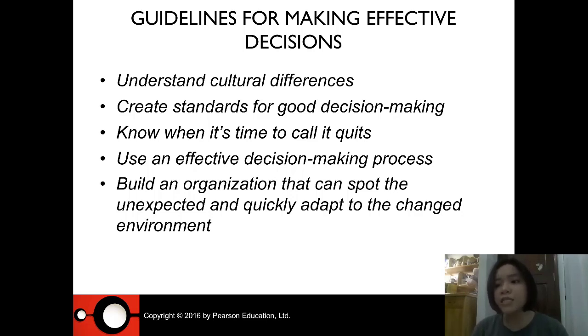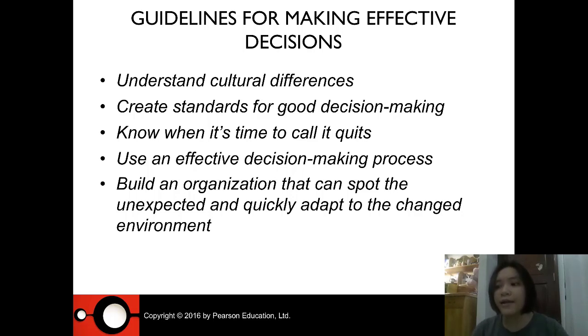Decision making is a serious business, as you guys know, because it will determine how your organizational performance is evaluated. So there are 5 essential things that you need to bear in mind in order to make effective decisions.